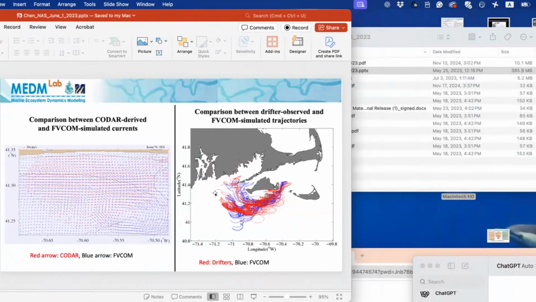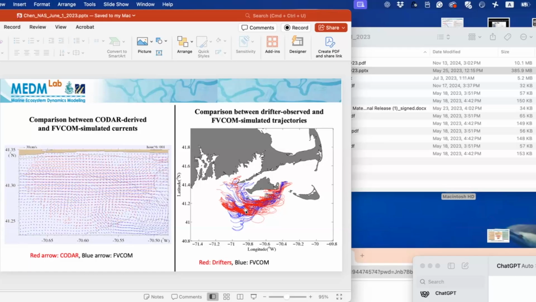Do you see the slice? The red one is a drifter and the blue one is the FVCOM model result. Look carefully here. You see some drifters go this way, some go that way, but FVCOM is so diverse. This group is pretty good, but this group is very narrow, while FVCOM is diverse.